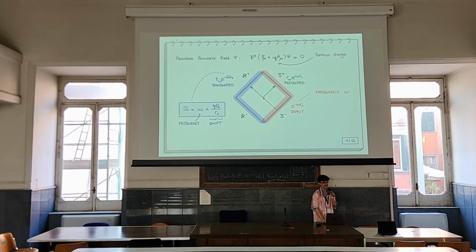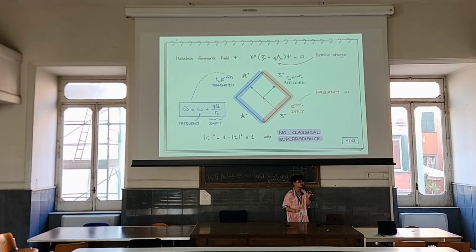But classically, establishing the relationship between the reflection coefficient and transmission coefficient, we find that the reflection coefficient cannot be larger than 1, and then as we had initially a unit flux of radiation, we do not have more radiation emitted by the black hole than the incident one. Okay, so this is a proof, well, the result actually, that there is no classical superradiance with fermions.